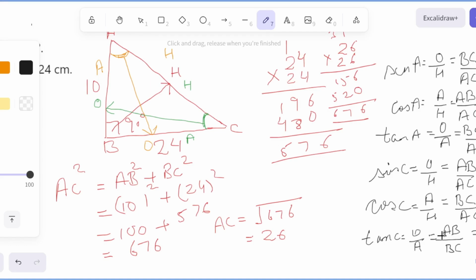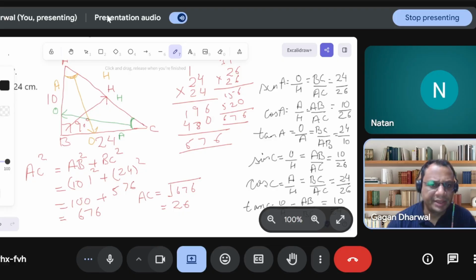So these are the fundamental rules. What we covered today was the 6 trigonometric ratios and how we can figure them out, and if two sides are given in a right angle triangle, how we can find the third one using Pythagoras theorem. Any doubts?